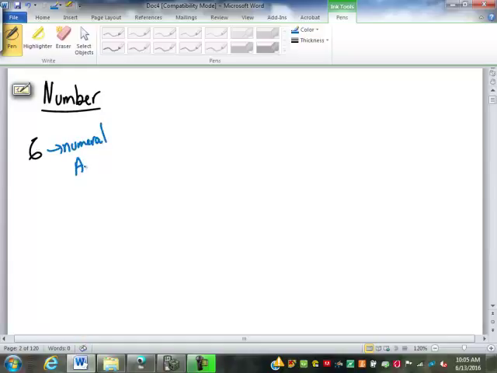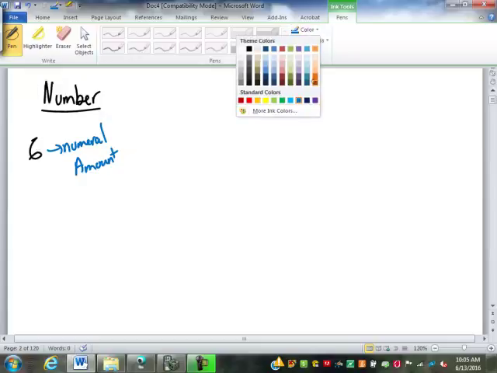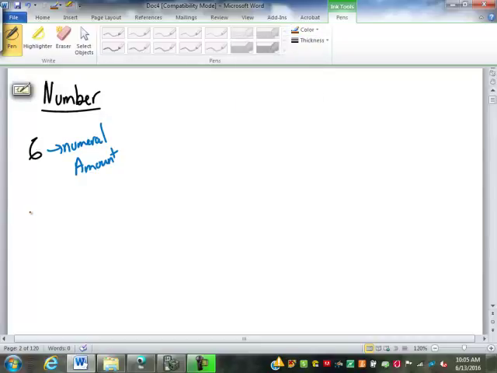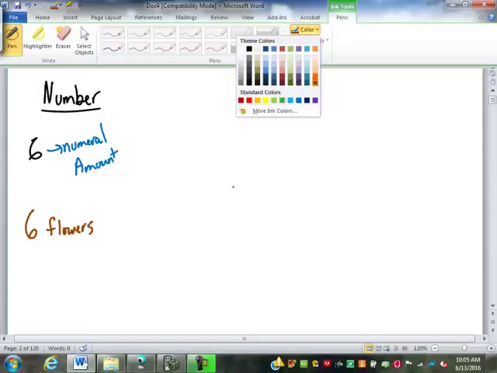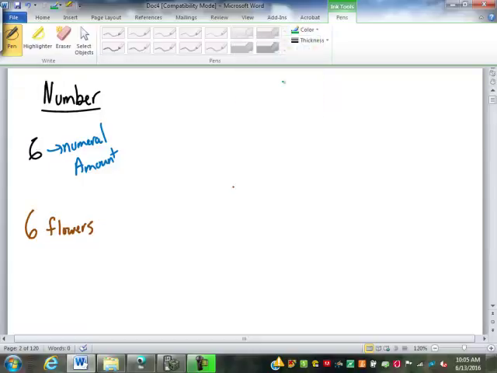All it shows is an amount. It's saying there's 6 items of some sort there, but it's not telling us what it is. And to truly be a number, it has to tell us what it is that we're counting. Is it 6 flowers? Or 6 cows? Or 6 whatever? Now it is a number. To truly be a number, it has to have those two parts. The amount and then a label of some sort telling us what it is that we have.